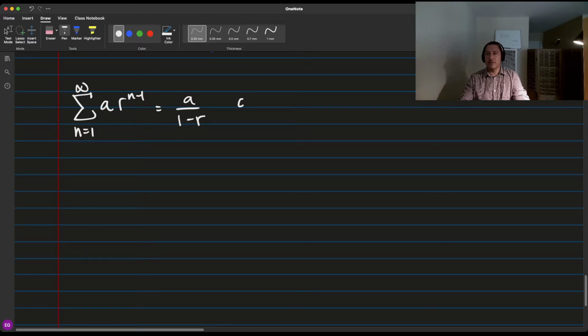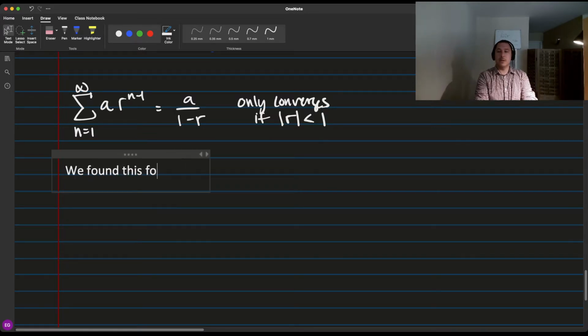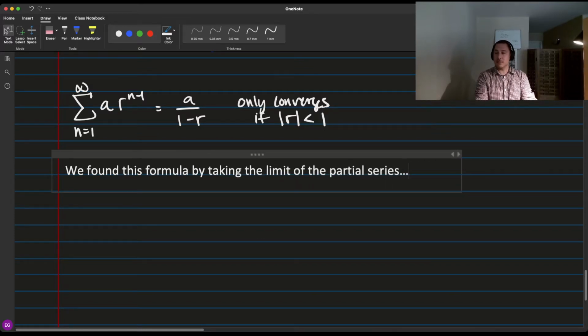This only converges if the absolute value of r is less than 1. And that's going to be really essential for us. Let's actually write down how we did this. We found this formula by taking the limit of the partial series.